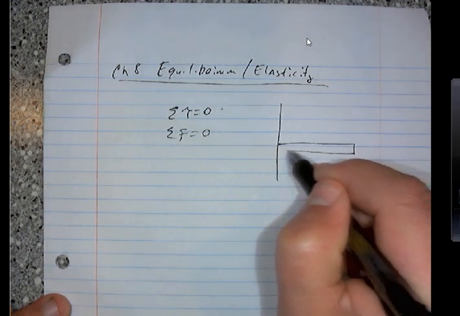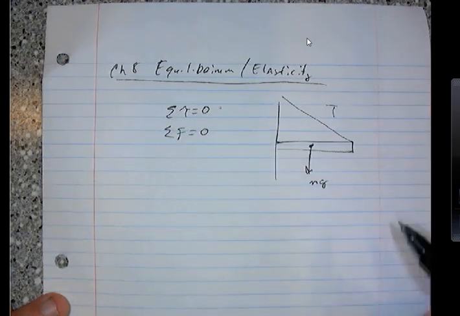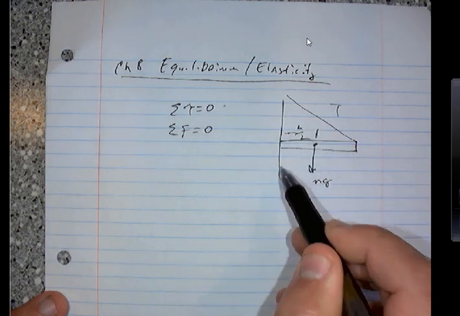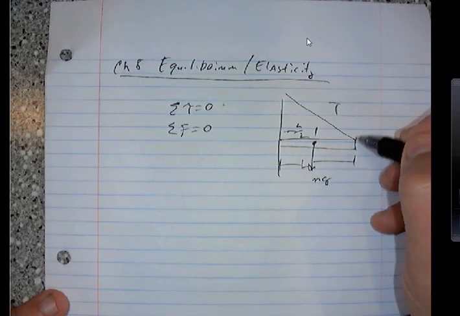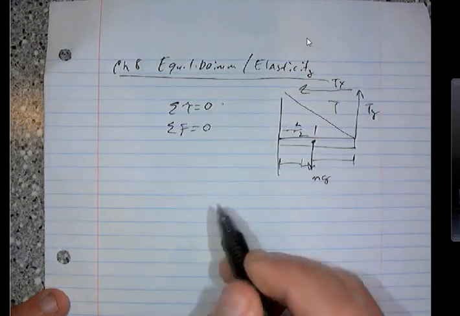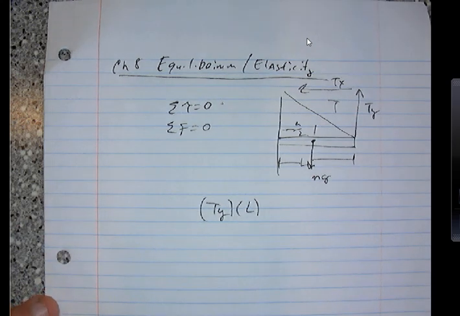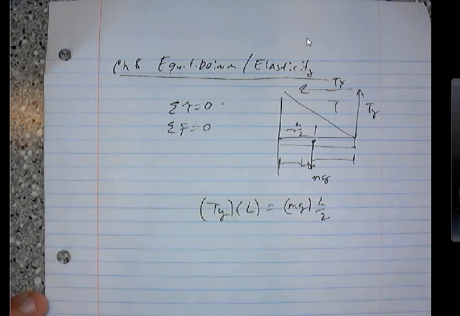It was something like this. This was tension, this was mg, this was L over 2 out to here, and then the whole length here was L. So by balancing torques, I mean this tension has a part in the y direction, part in the x direction. So Ty, and then where it's acting, L, that's the torque because of the tension, has to be equal to mg, and then where it's acting, L over 2. And then you could figure out what the tension in the y direction was. That was on the actual test.